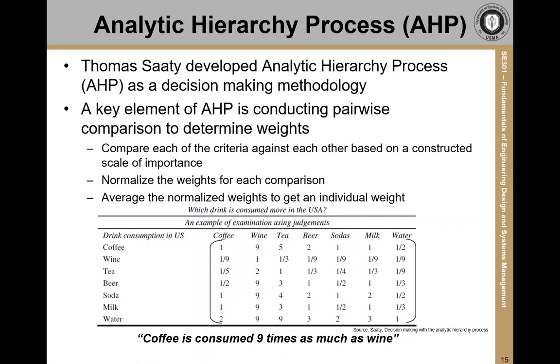Coffee is consumed 5 times as much as tea. Coffee is consumed twice as much as beer. Coffee is consumed the same, or 1 times as much, as soda. Coffee is consumed the same as milk. And coffee is consumed half as much as water. All right, so we walk through the first row for drink consumption in the United States.